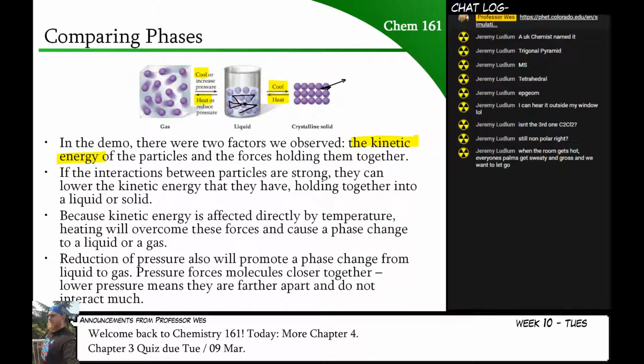So if you have motion or kinetic energy, your molecules still want to stick to each other, but they're unable to do so because that kinetic energy is working against them. And then in a gas, there's just so much kinetic energy that you can't possibly get your molecules to be close to each other for any given time because they're just going so fast and they're so far apart.